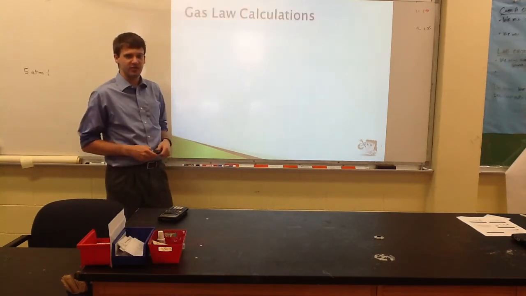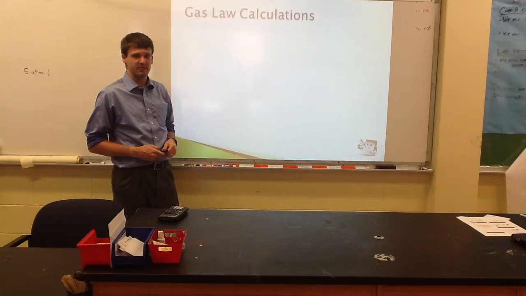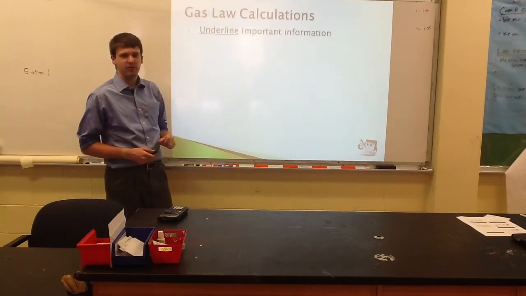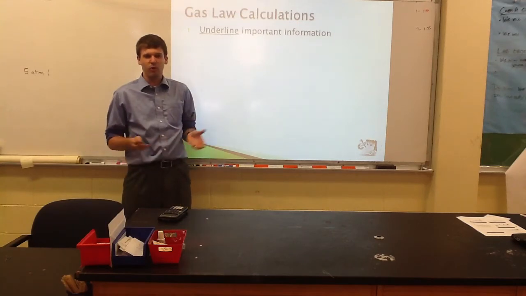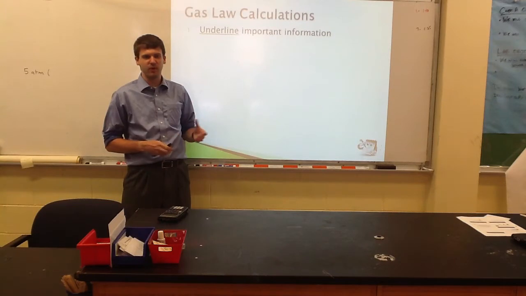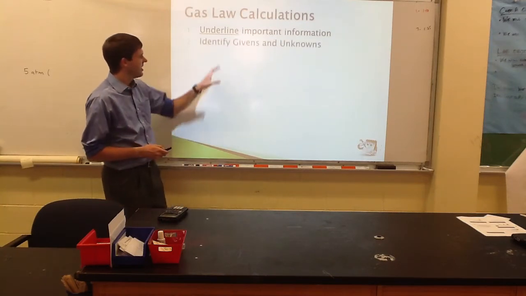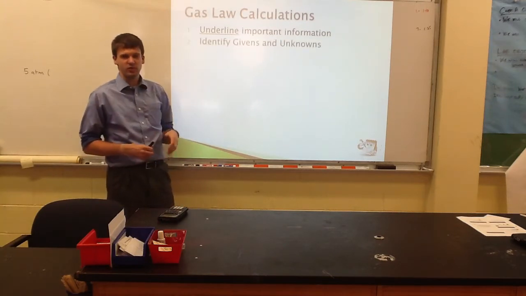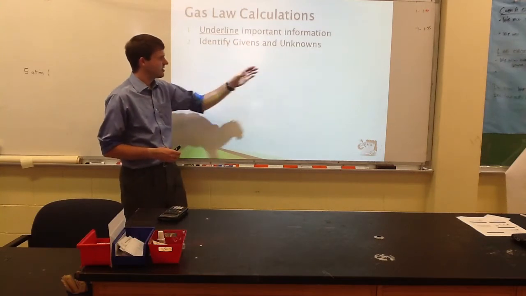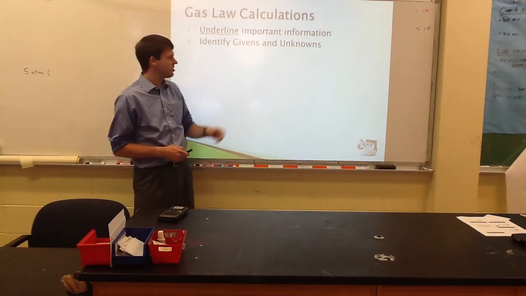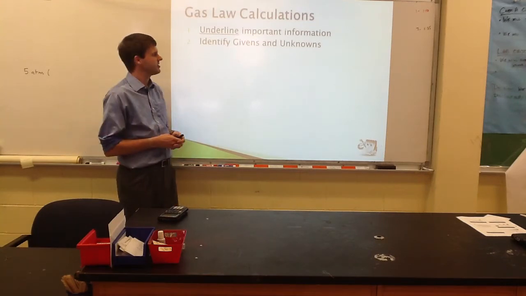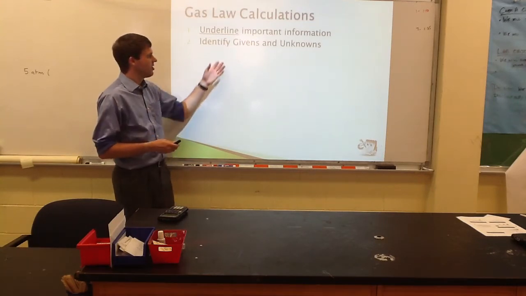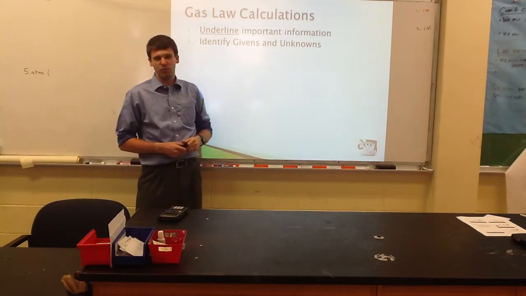While we do these calculations, we're going to follow 5 steps. The first step will be to underline all important information. So out of our word problem, we'll be underlining all the things that we believe are variables for the problem we're going to do. Second, we're then going to write out our givens and our unknowns. So we might have 3 givens, we might have 4 givens, we might have 8 givens. Usually we're only looking for one unknown.